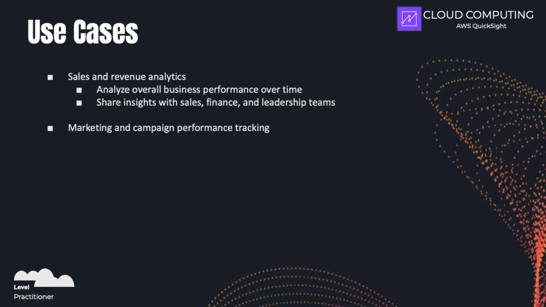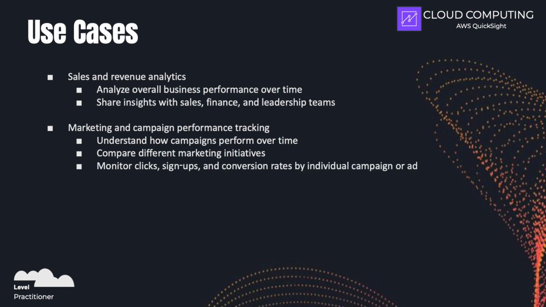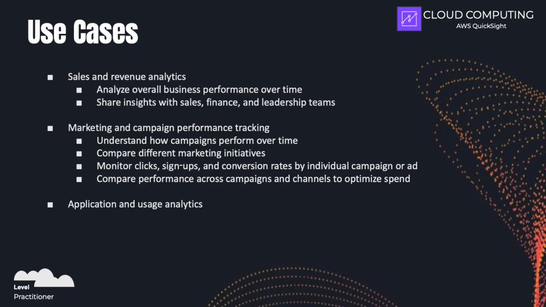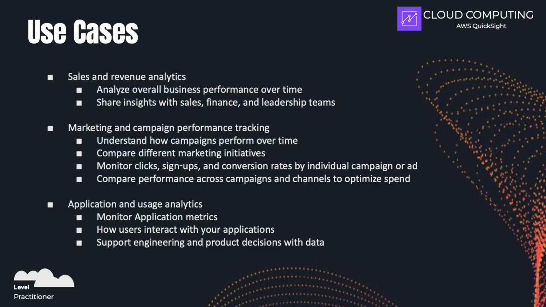Another example is marketing performance and campaign tracking. You can use QuickSight to track how your marketing campaigns are performing over time. For instance, you might see how many people clicked on a campaign link, how many of them sign up, and how those numbers change between different campaigns. Another example is application usage analysis. If you have an application, you can feed its logs or metrics into QuickSight and visualize usage patterns. That can help you see peak usage hours, which features are most used, or how user activity changes after you release a new version.